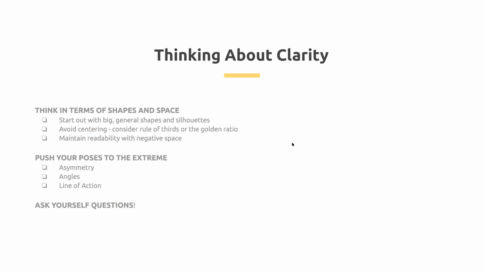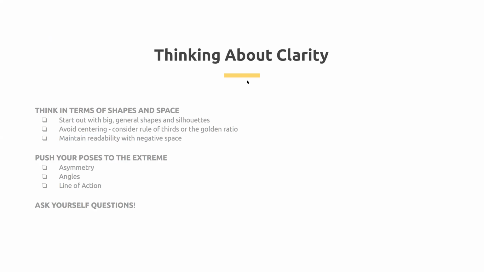So how to think about clarity. You want to think about it in terms of shapes and space. You want to start big in general. You want to play with creative framing. You want to research some design principles from other films that you've watched that have really stood out to you. You want to balance positive and negative space. You're working on a small canvas. You want to push poses to the extreme, and you really want to ask yourself questions after you sketch these things out, because often I feel like you'll get the best results reviewing your work time and time again.